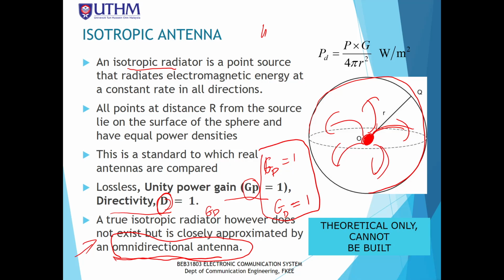The purpose of this isotropic antenna is to be used as the reference when we design the real antenna. Apabila kita design real antenna, kita menggunakan konsep isotropic antenna sebagai theoretical comparison, so that we can design and build the real antenna. So this is our reference when we want to design the real antenna.